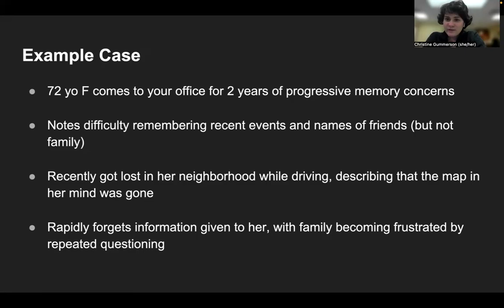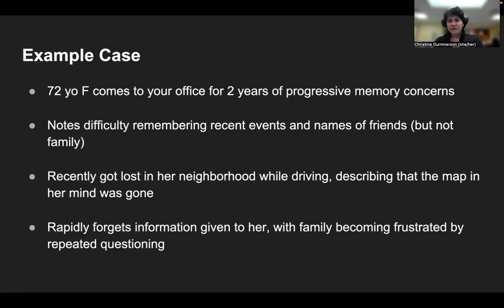Hi, I apologize if I misspoke. It's the flip-flop. So she's having trouble with remembering her friends' names, but her family, she's okay. But you're right, that would be really concerning if she's not remembering folks who are really, really close to her. Absolutely. And then I've got 2 messages here for getting lost in her neighborhood. Yeah, absolutely. And rapidly forgetting information. Short-term memory loss, absolutely.